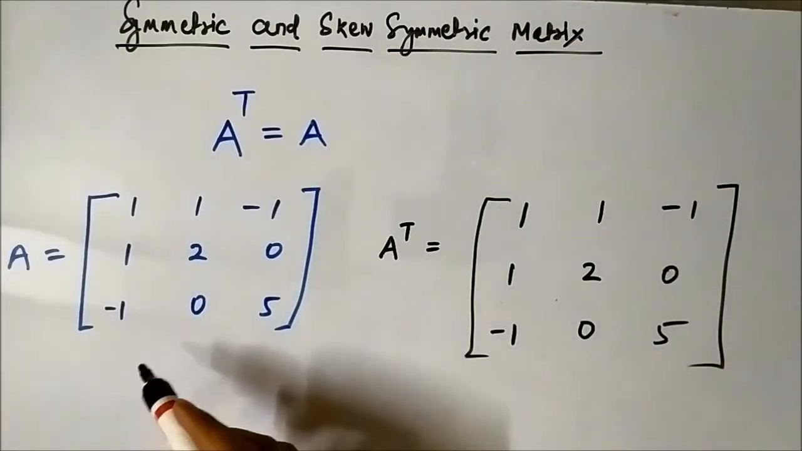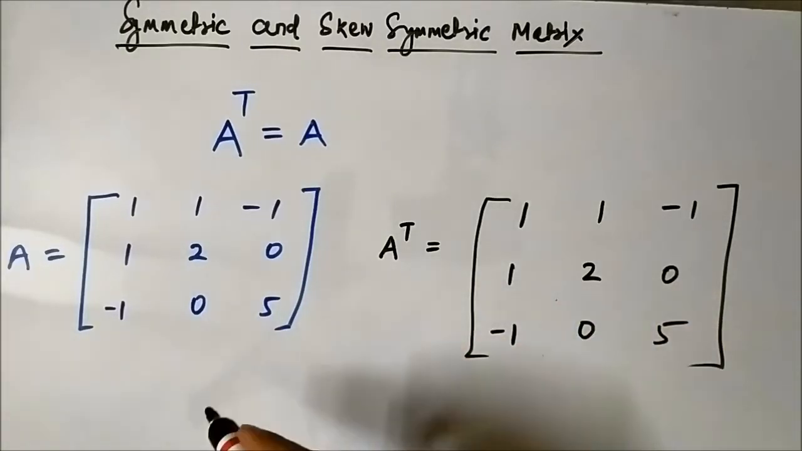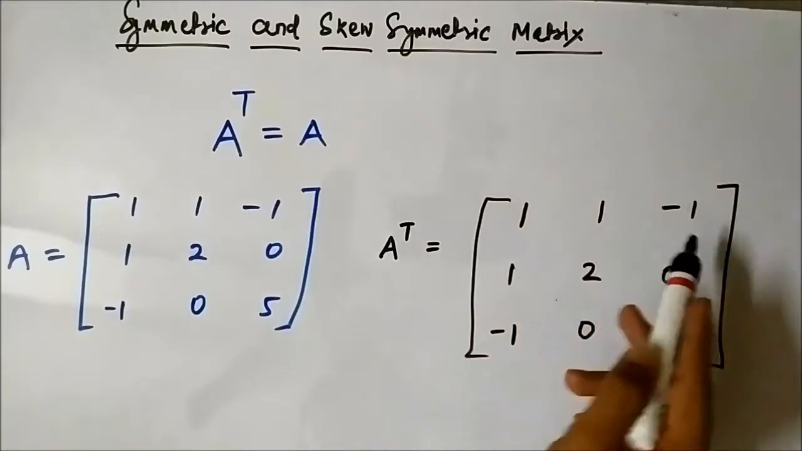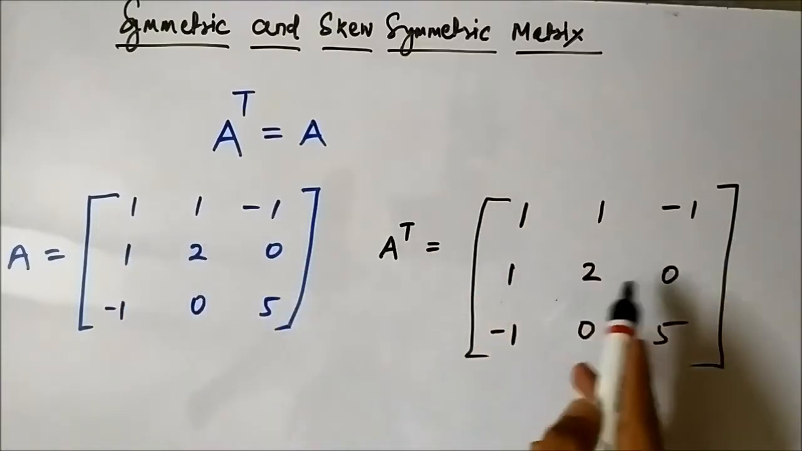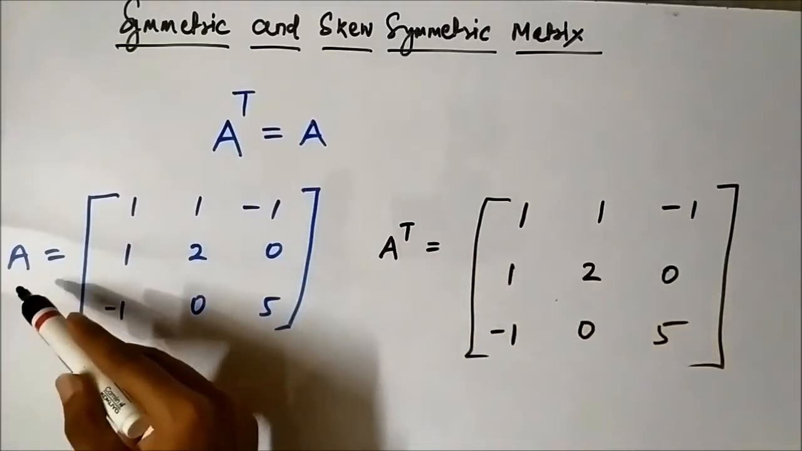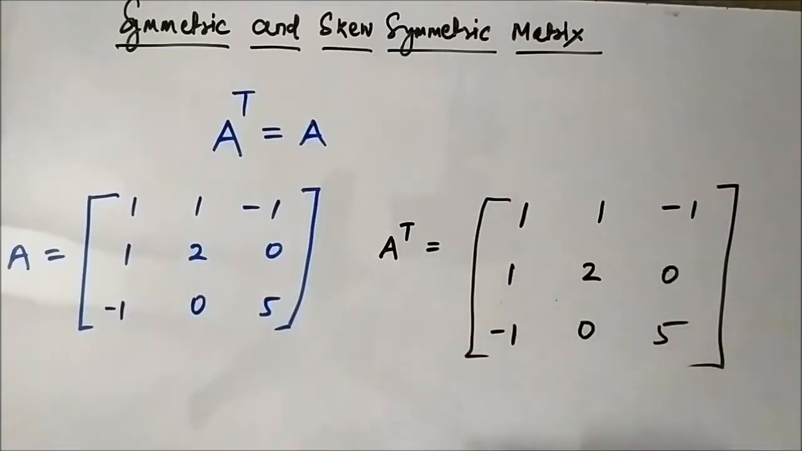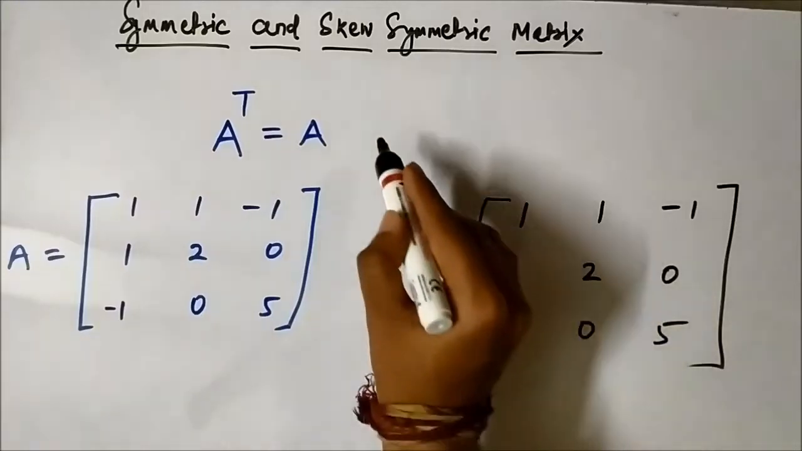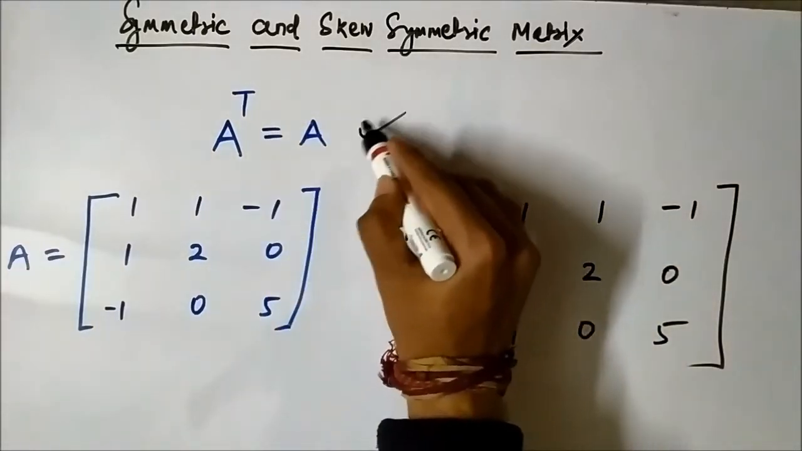So you see, both the matrices are the same. 1, minus 1, 1 matches 1, minus 1, 1; 2, 0 matches 2, 0; minus 1, 0, 5 matches minus 1, 0, 5. We calculated the transpose of matrix A and we got the same matrix back again. So this is a symmetric matrix.